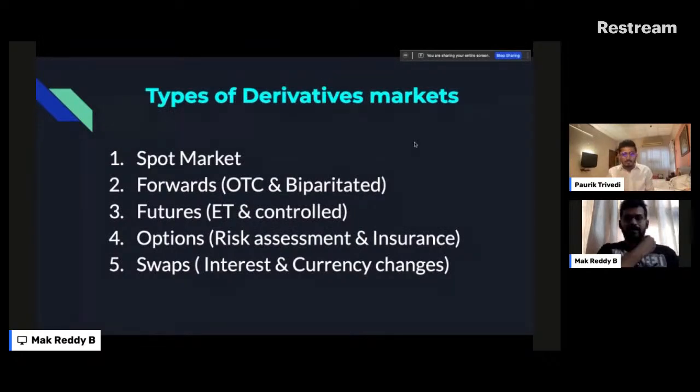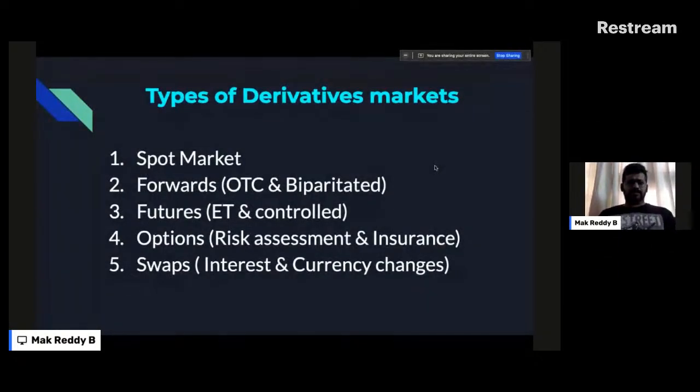If you're a fresher and trying to find out what kind of transactions take place, what kind of instruments are available in the market, only these are the five types of markets which are available. The first one is the spot market. Spot market is basically like the market where we usually go out to purchase vegetables and all. So it's kind of the same stuff.